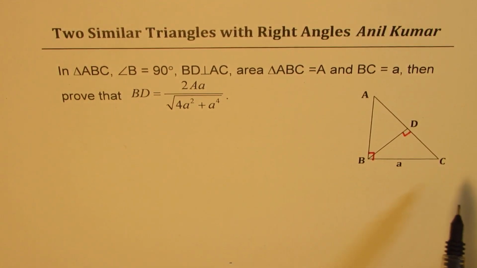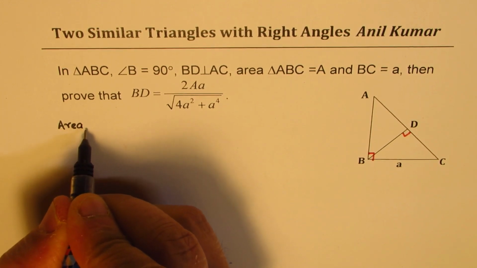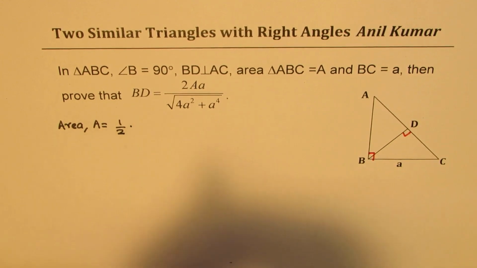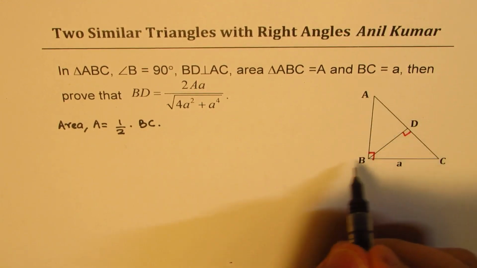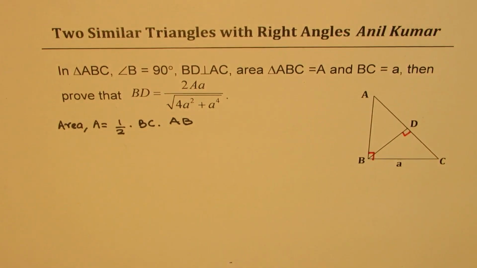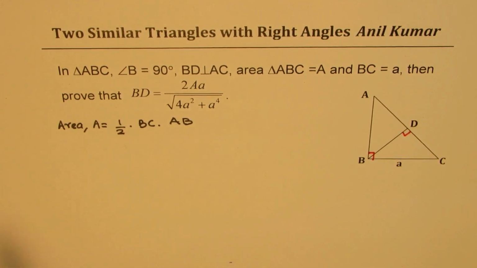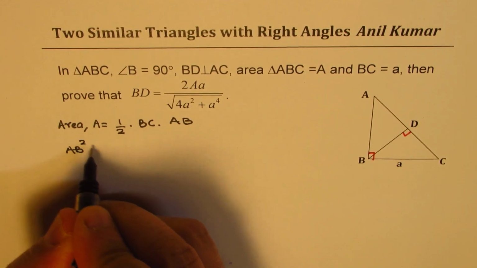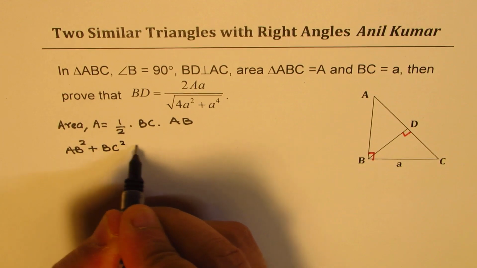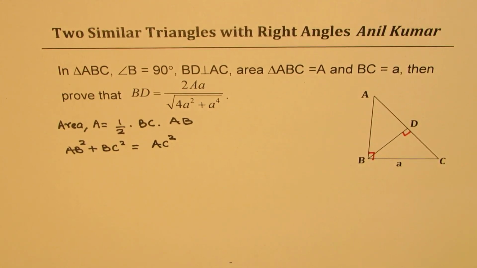Now, to prove this, we can begin with the area itself, which is given to us as A. Area of the triangle A should be equal to half of base times height. In our case, base is BC and height is AB. So we can say half of BC times height AB. From this expression, we can find what BC is in terms of AB. So that is one relation. Second relation, we can also use the Pythagorean theorem: AB square plus BC square is equal to AC square. These are two very important relations which will help us to solve this question.